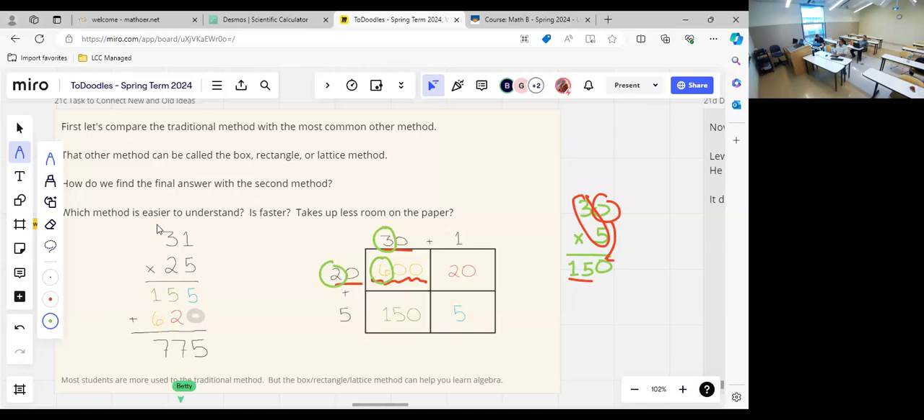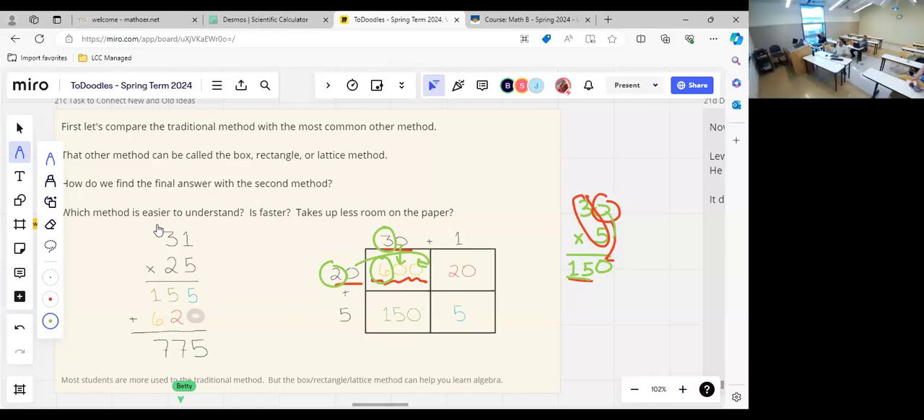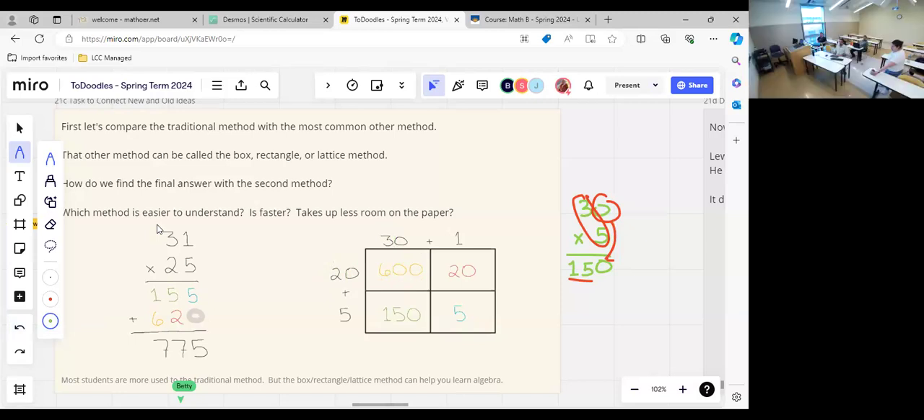Okay, so that was 30 times 20 is 600. Then we have 1 times 20 is 20. Then the next box is 30 times 5 is 150. We put that over here. And then the last box is 1 times 5 is 5. Are you with me with all of those four pieces? For the most part. We'll do more examples like this. It will get better. Then when you're done, you don't have an answer. You just have four parts in the box.